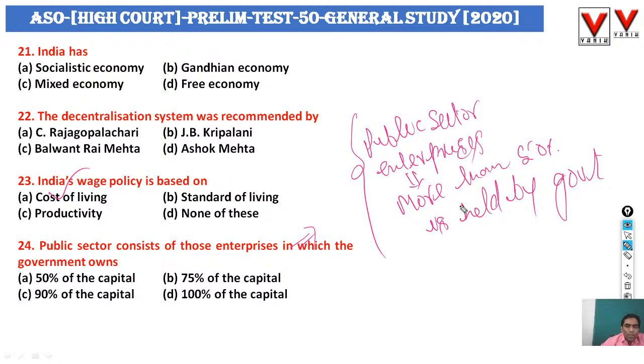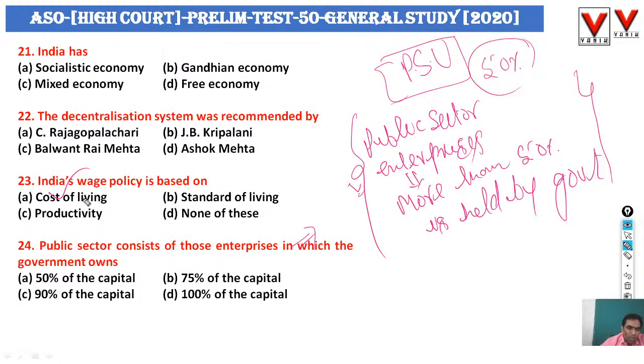Okay, so if the government share is more than 50%, they are known as PSU, public sector undertaking. So that means if it is more than 50%, that is known as PSU. The right answer is very close to 50% of the capital, but it should be more than 50%. Although "no" is the right answer, we can go for A.